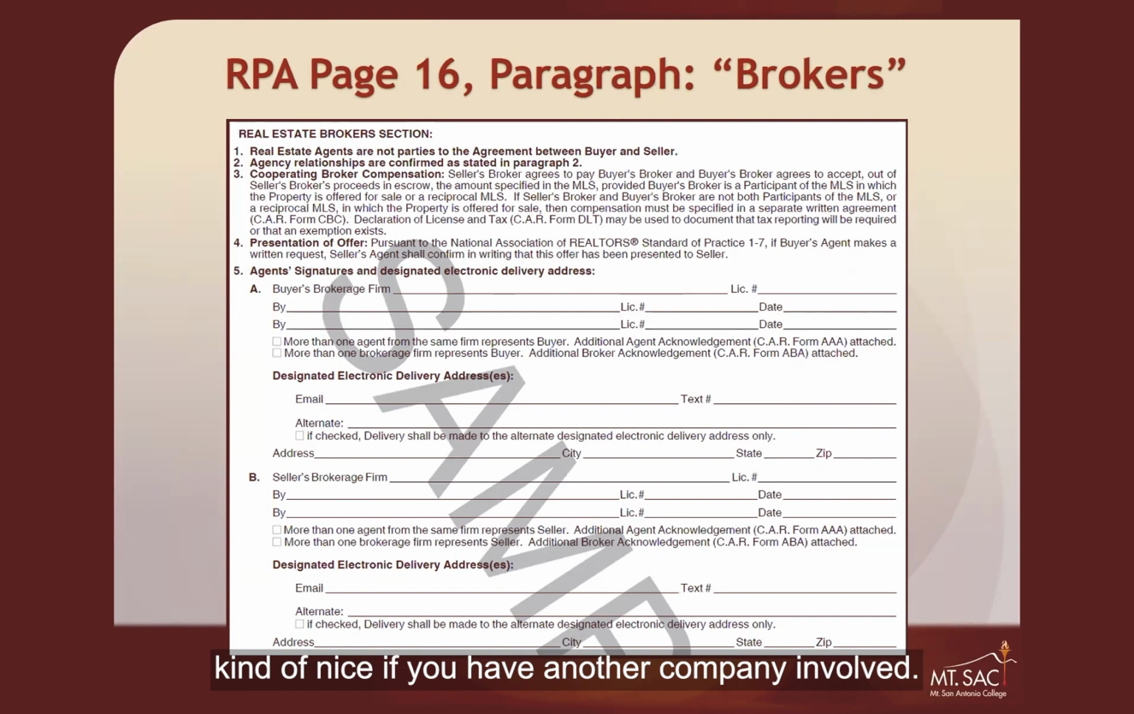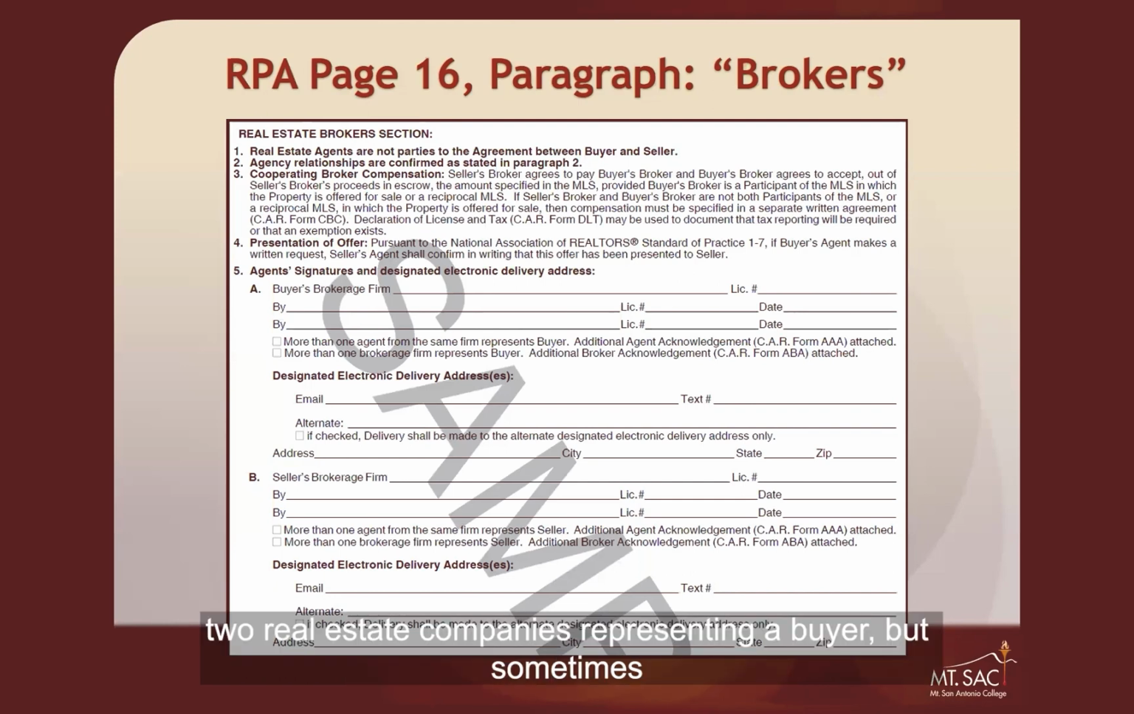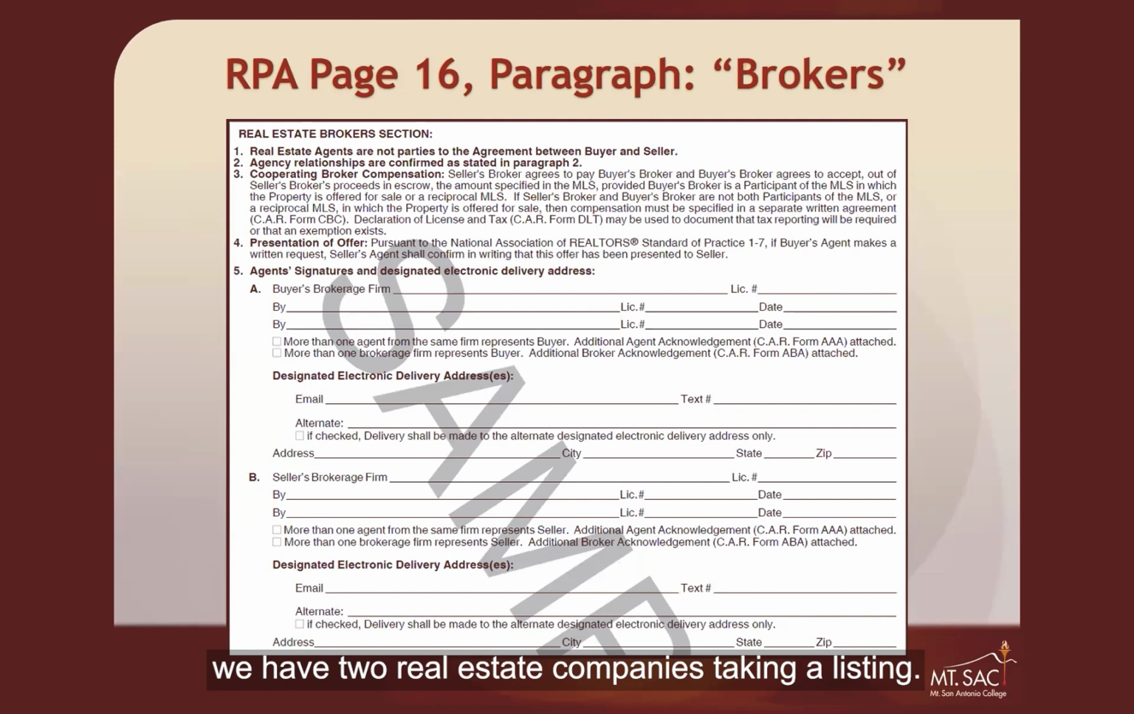If you have another company involved, it doesn't really happen with representation of buyers, right? We don't usually have 2 real estate offices or 2 real estate companies representing a buyer, but sometimes we have 2 real estate companies taking a listing, okay? So in those cases, we can attach the ABA form for the additional broker acknowledgement. But let's just keep this simple. We have 1 brokerage firm with the seller, 1 brokerage firm with the buyer, and we have 1 agent working for the brokerage company with the buyer, and 1 agent working with the brokerage company for the seller.